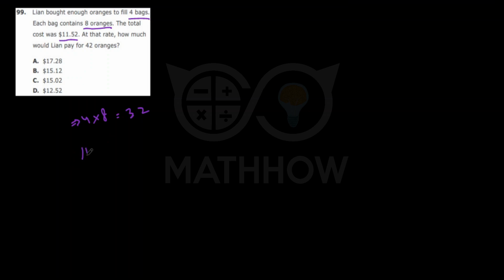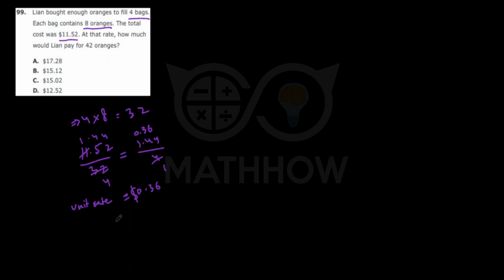To find the unit rate, divide the cost by the number of oranges. 11.52 divided by 32. 8 fours are 32, 8 ones are 8, 8 fours are 32, and 8 fours are 32. 1.44 divided by 4. 4 ones are 4, 4 threes are 12, 4 sixes are 24. So the unit rate is $0.36, or 36 cents.